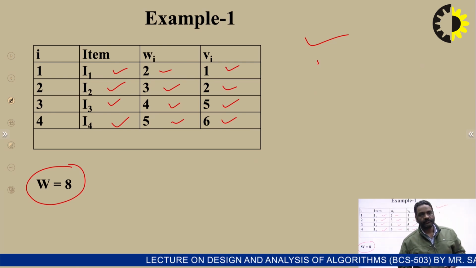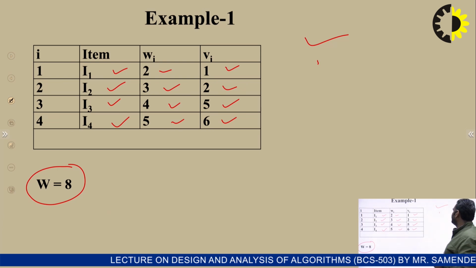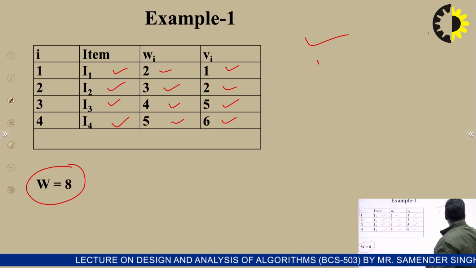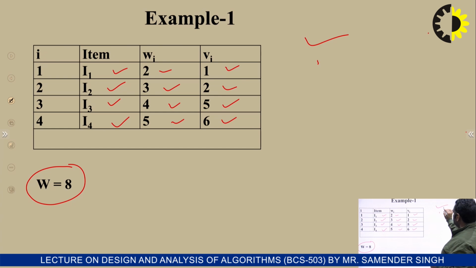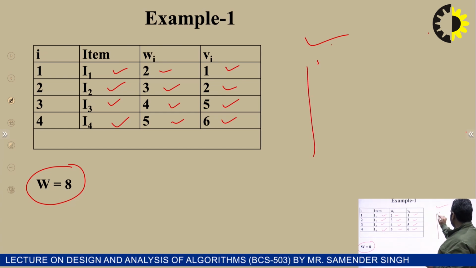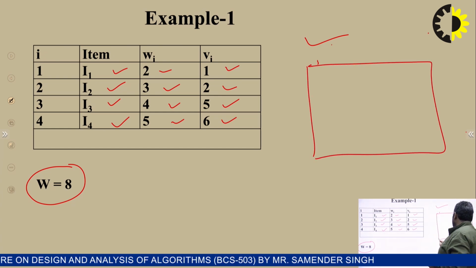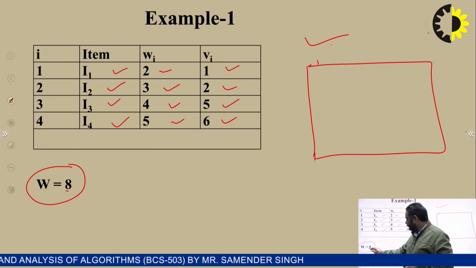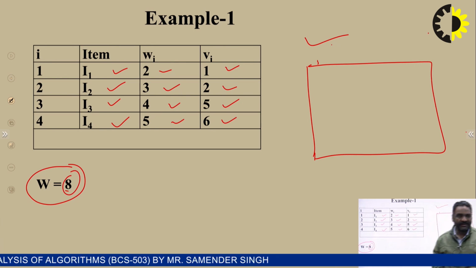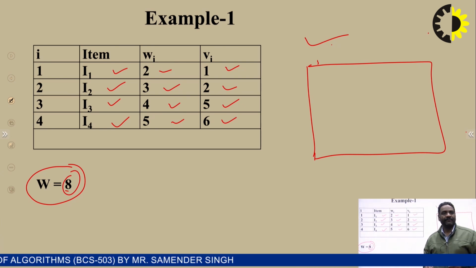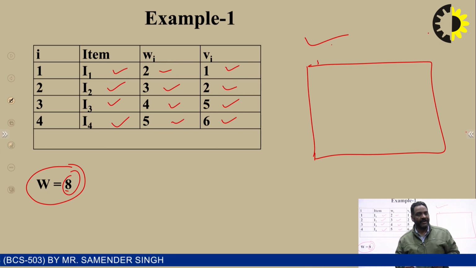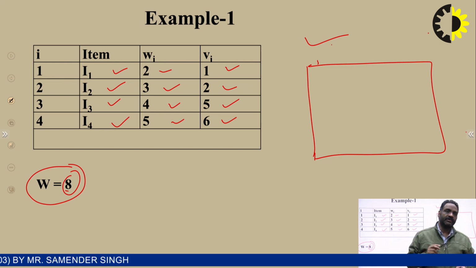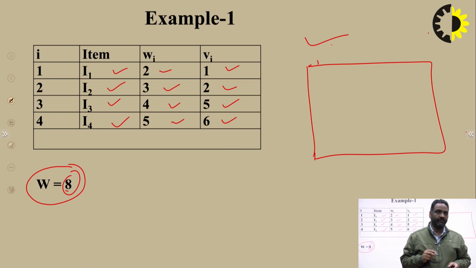knapsack. Let's do it in a very common way. So our capacity of the knapsack is 8 and we have 4 items. Among these items, we have to include those items that will give maximum profit.